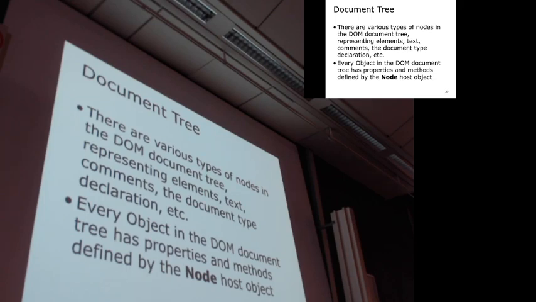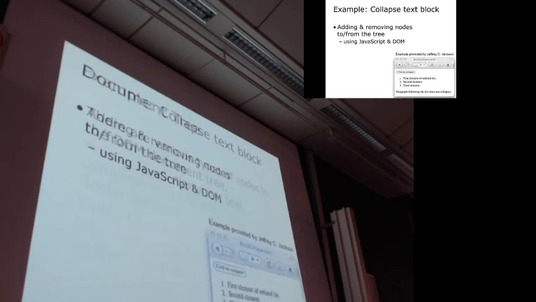And for each of these objects, depending on the type, it has different properties and methods that you can use. The properties and methods that all the nodes have in common are defined by the Node host object. So this is also an object that every browser basically makes available for you as a web developer.